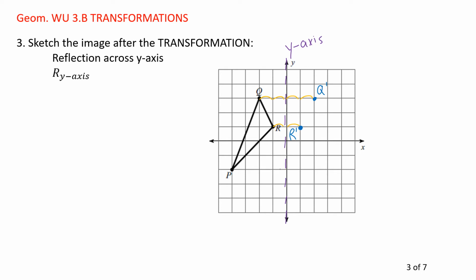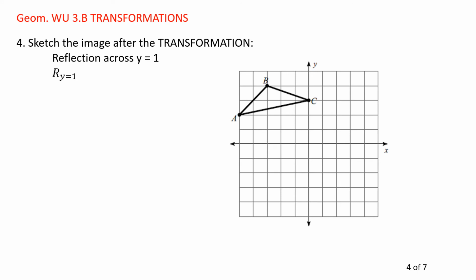P, 1, 2, 3, 4, 1, 2, 3, 4. P prime. And then just check to make sure it looks good. That is a reflection across the y-axis. Notice the notation, just a capital R with a subscript y-axis. How about a reflection across y equals 1? A reflection across y equals 1.